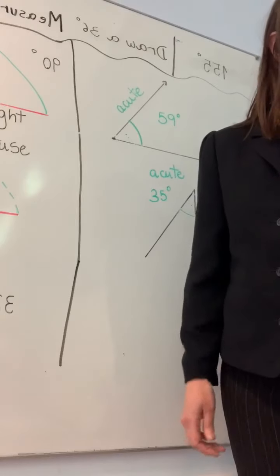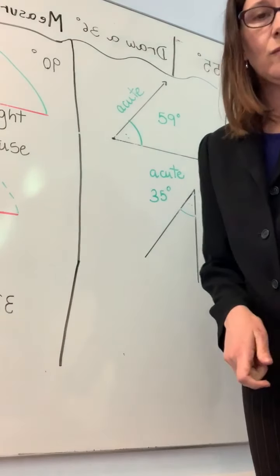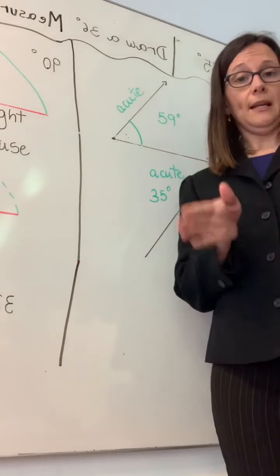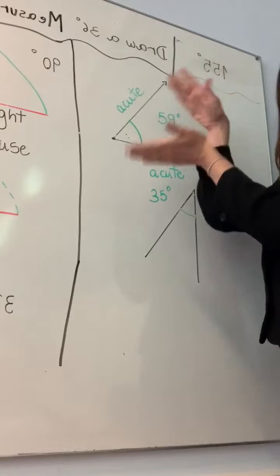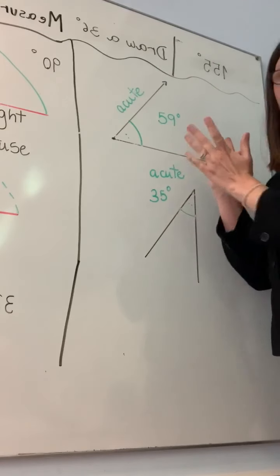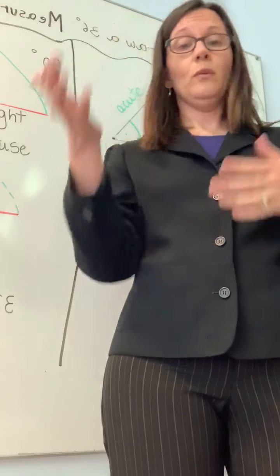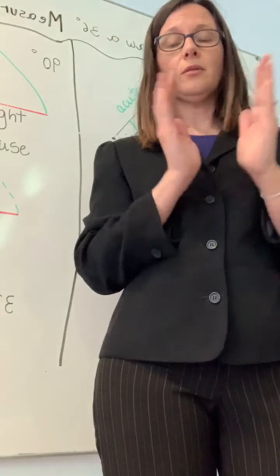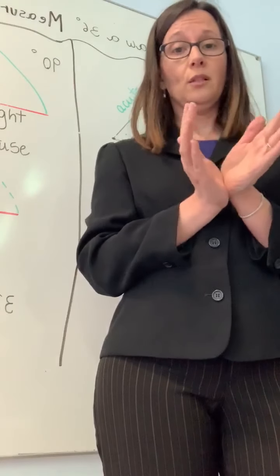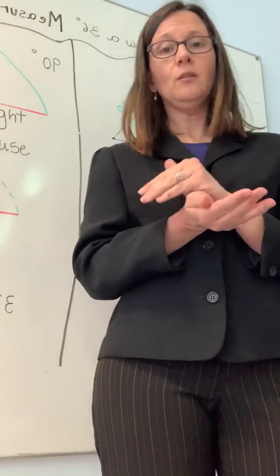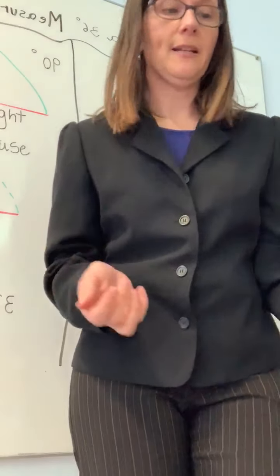And remember that an angle can be in any position. It can be opening to the right, opening to the left, opening down, opening up. That does not change what type of angle it is. What matters to determine the type of angle is the degrees. And once you know the degrees, you can determine if it's acute, right, obtuse, straight, or reflex angle.